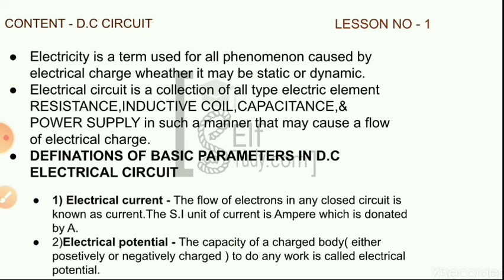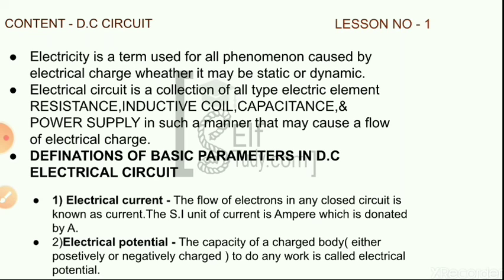Here are some definitions of basic parameters in DC electrical circuit. The first parameter is electrical current. The flow of electrons in any closed circuit is called current. The SI unit of current is ampere, which is denoted by capital A. Means what we can say, if in any closed circuit the flow of electrons happens, then we can say an electrical current is flowing through this circuit.